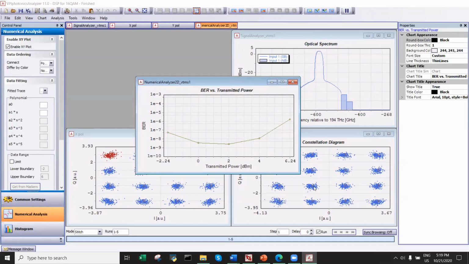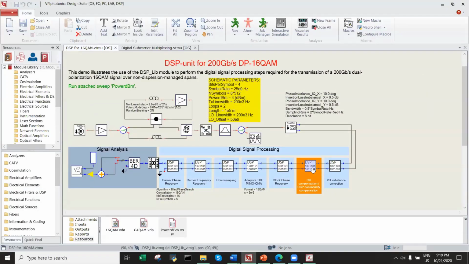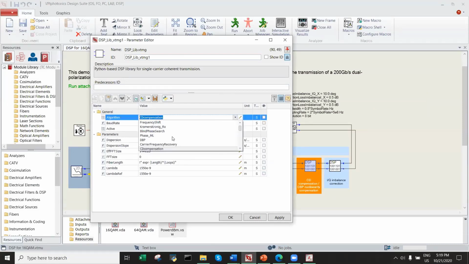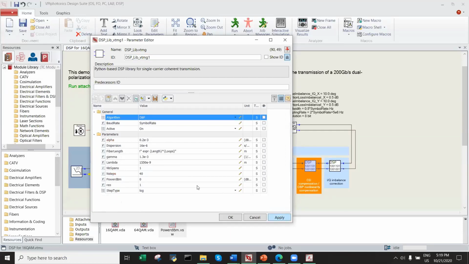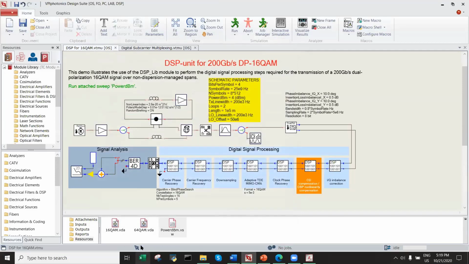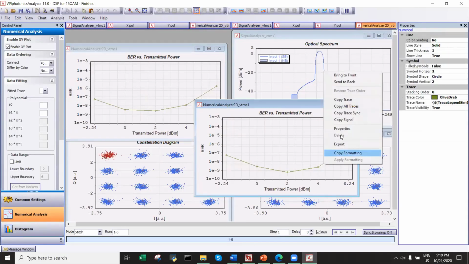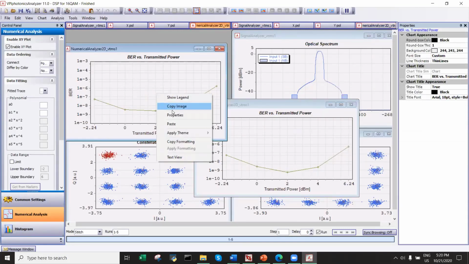Now I will repeat this process, but I will change the DSP library in this block. Instead of chromatic dispersion compensation only, I will change to digital backpropagation, and I will set it to 40 steps per span. And I will run the sweep again. So now, if I compare this curve with the previous one, we can see that at optimum and higher powers, we have improved bit error rate. This is because we compensate self-phase modulation with digital backpropagation.